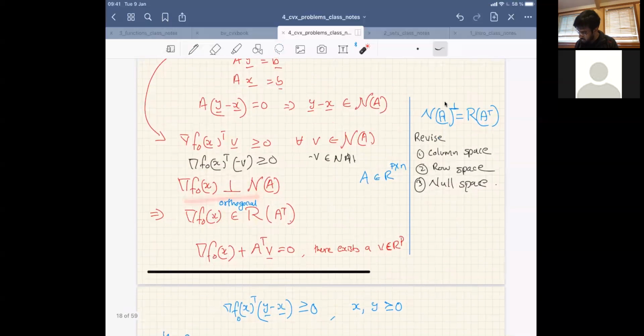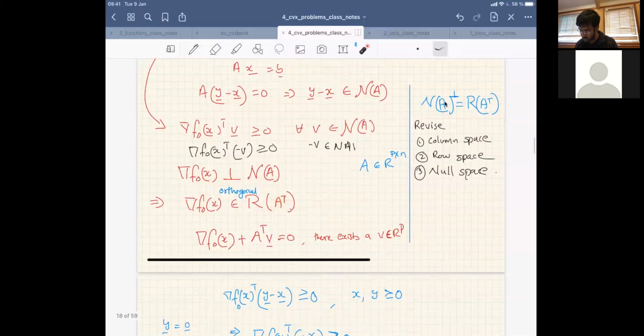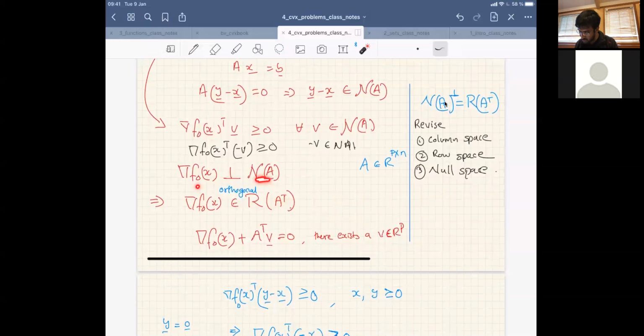Now, again, you have to take some concept from linear algebra. If this gradient is orthogonal to the null space of A, then you can say that this gradient belongs to the range space of A transpose. Okay, so we are using a result. This you have to revise by yourself. Basically, if this is orthogonal to the null space of A, then this is an element from the range space of A transpose. That means I can write the gradient of f0 at x as A transpose times some vector B or minus B here. Take this to this side and we can write it like this.